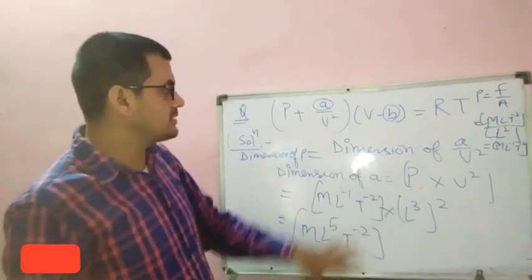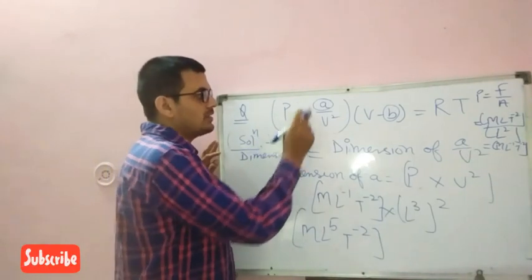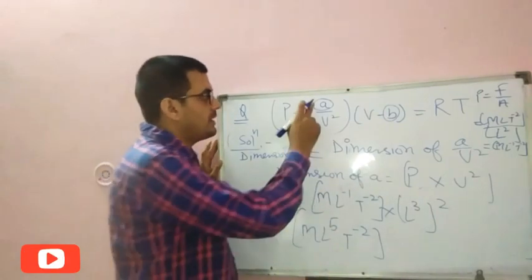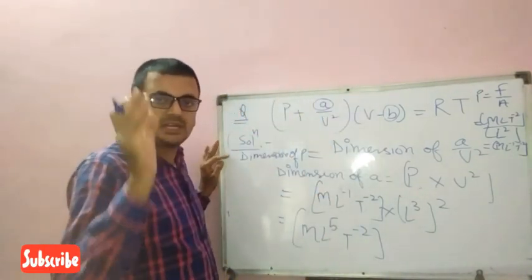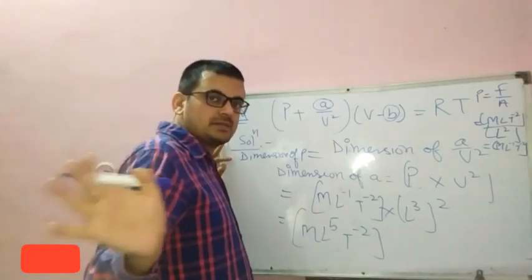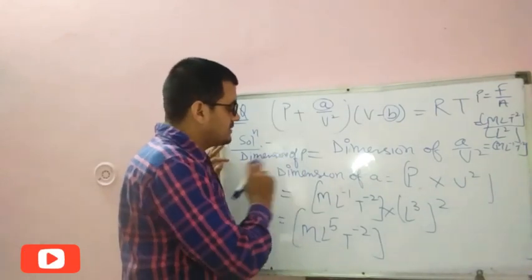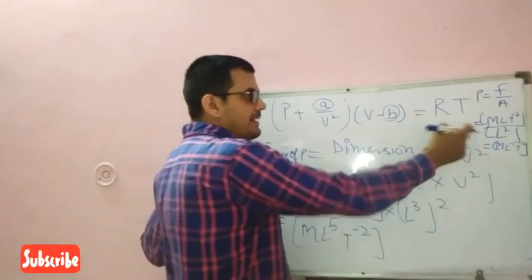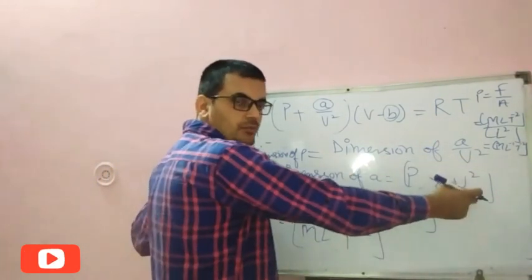I am summarizing this numerical again. The question is (P + a/V²)(V − b) = RT. Find the dimension of a and b. What I have done, as per the principle of homogeneity, is that the dimension of each and every term must be the same. So the dimension of P must be equal to the dimension of a upon V square. So what will be the dimension of a? Dimension of a equals dimension of P into dimension of V square.